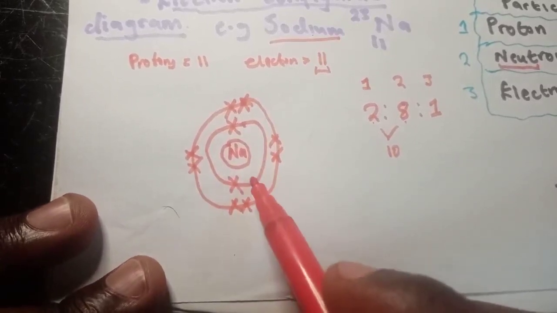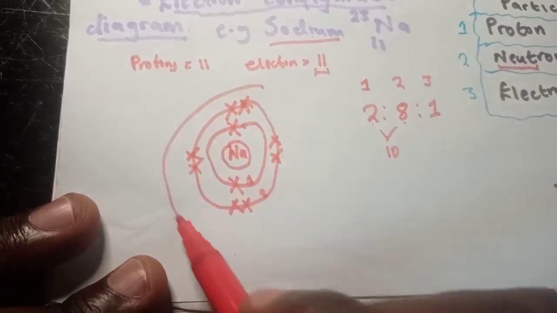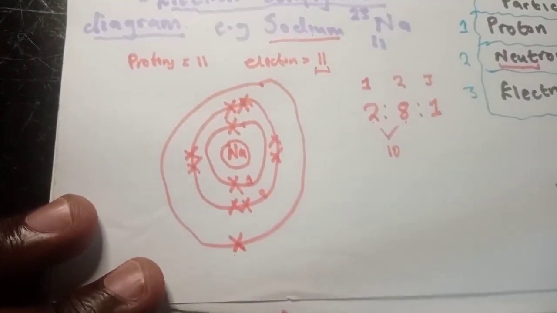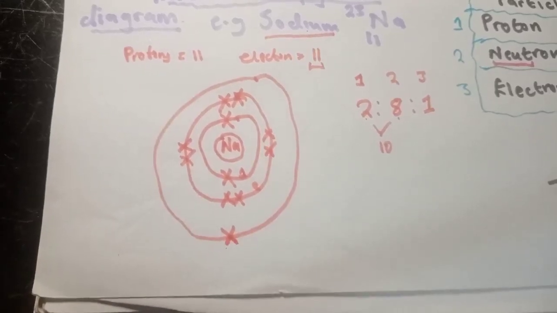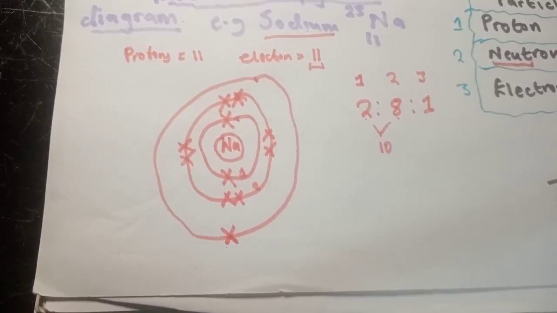So this is shell number 1. This is shell number 2. But shell number 3, only 1 electron. So this is how the electrons are going to be arranged for sodium. Okay, let's look at another example.